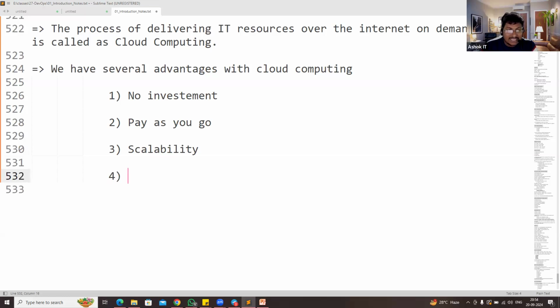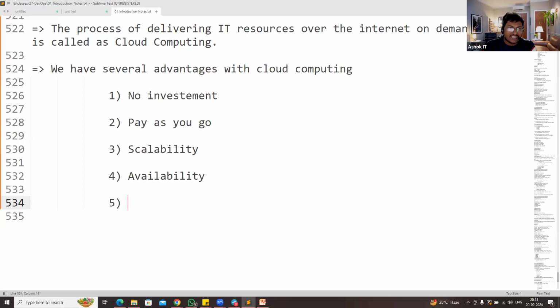And the next one, availability. 24/7, the cloud resources will be available. From any location, at any point, from anywhere, you can access cloud resources. So they will take care of the power, network, and everything. And they will guarantee security for your resources. They will guarantee security for your data. Security is their headache.